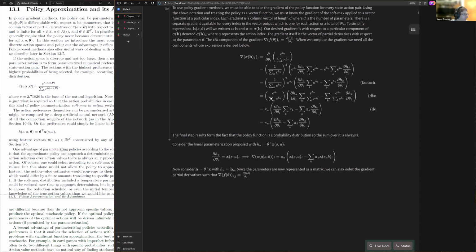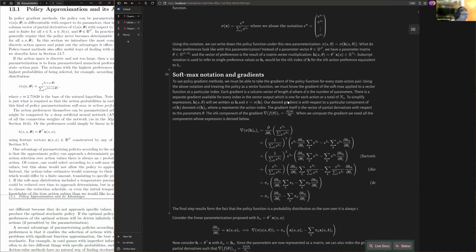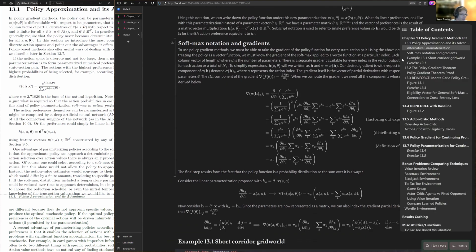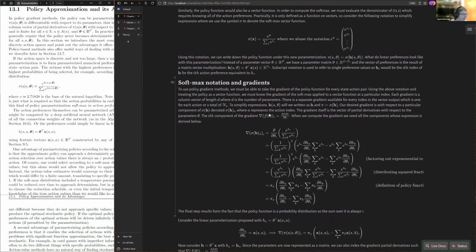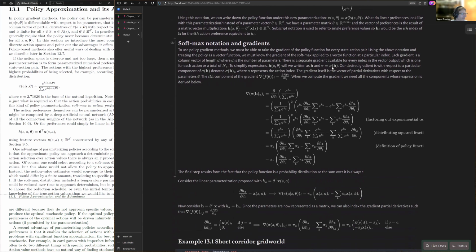Actually here, I'm going to do it in both cases. What I've written down here, I'm going to consider the case of the preference function being this vector output. But what this expression means is that we have the softmax of the vector output. And when we take the gradient, the gradient itself is a vector because the gradient we're considering here is the partial derivative of the function with respect to all of the parameters, right?